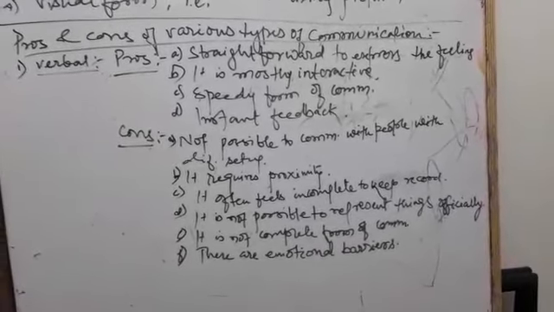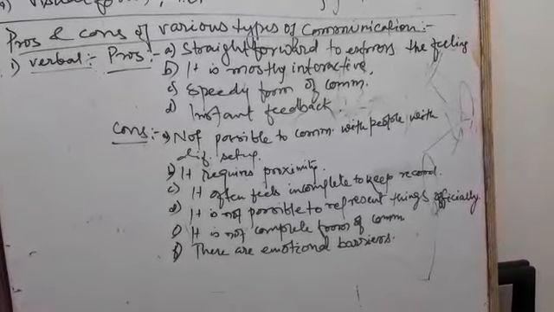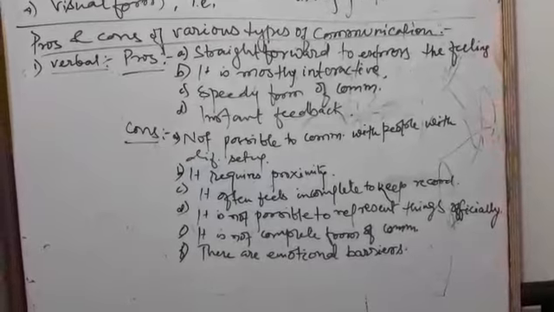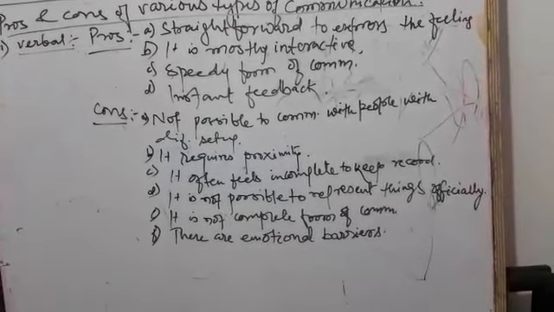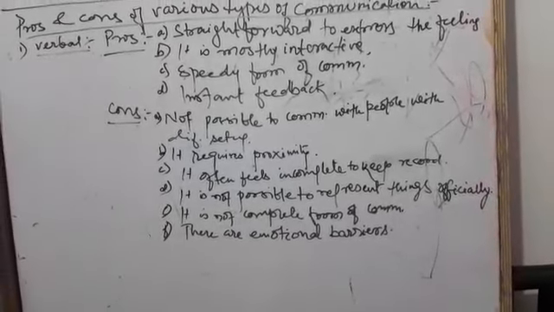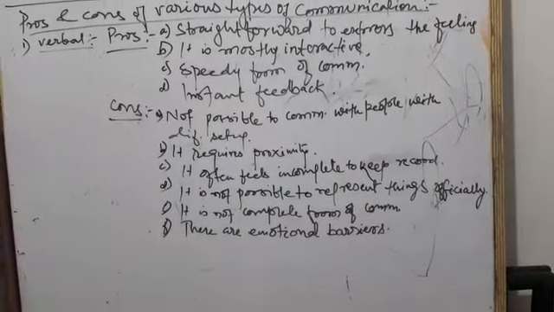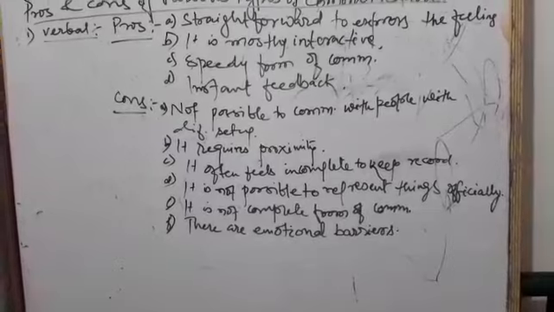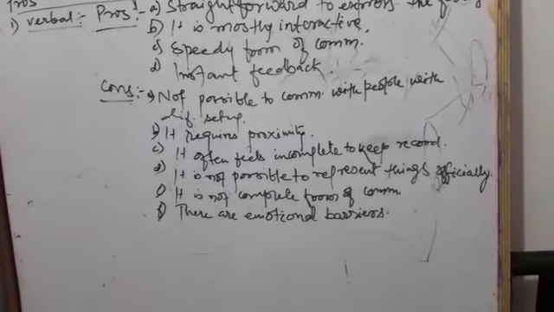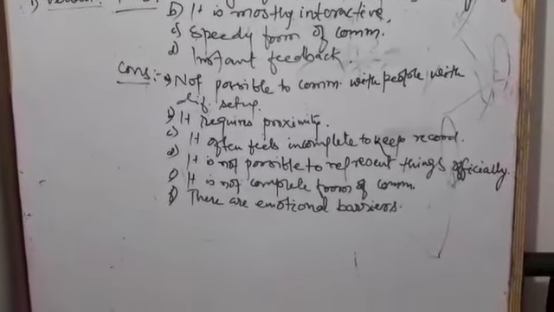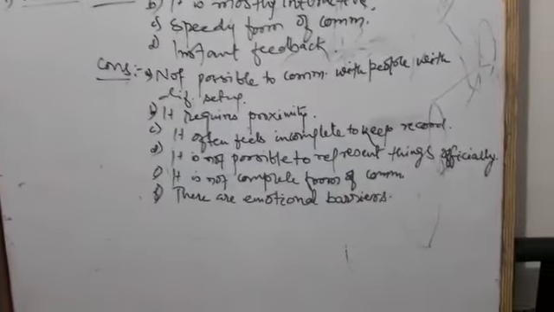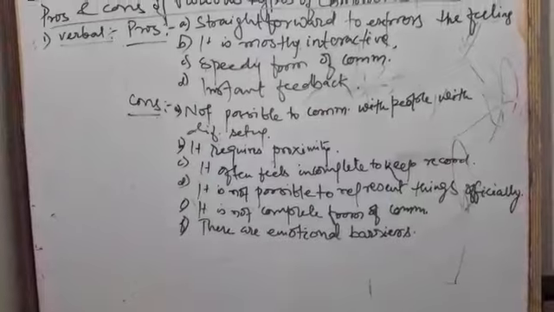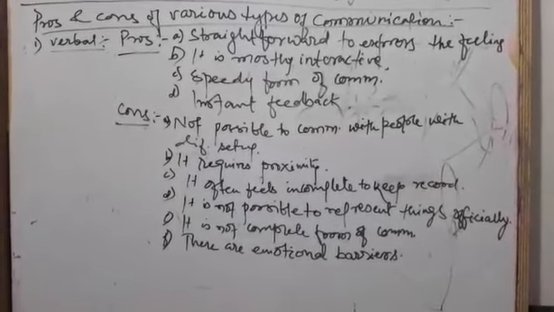The next is cons, the negative points, the demerits of verbal form of communication. The first one is not possible to communicate with people of different setup. Second, it requires proximity. Third, it often feels incomplete to keep records. Fourth, it is not possible to represent things officially. Fifth, it is not a complete form of communication. And the sixth, there are emotional barriers.